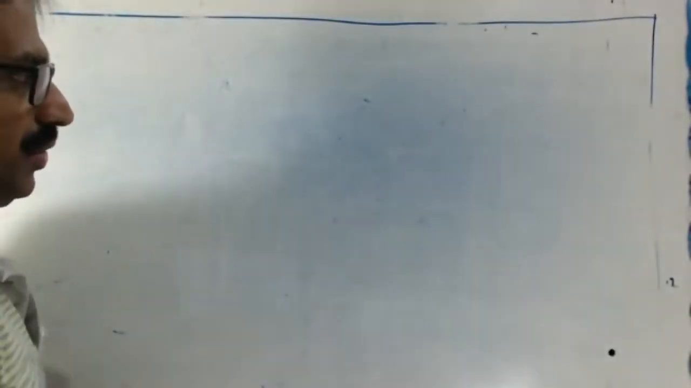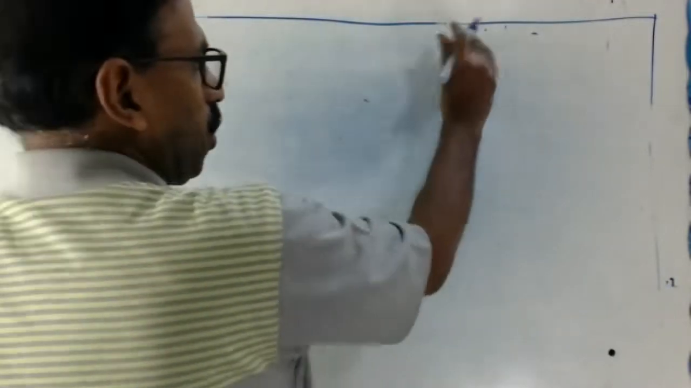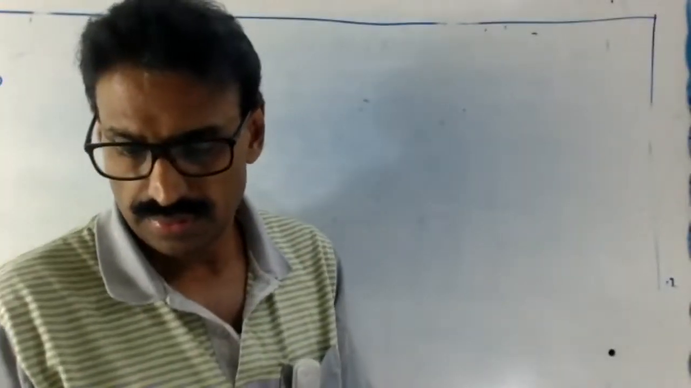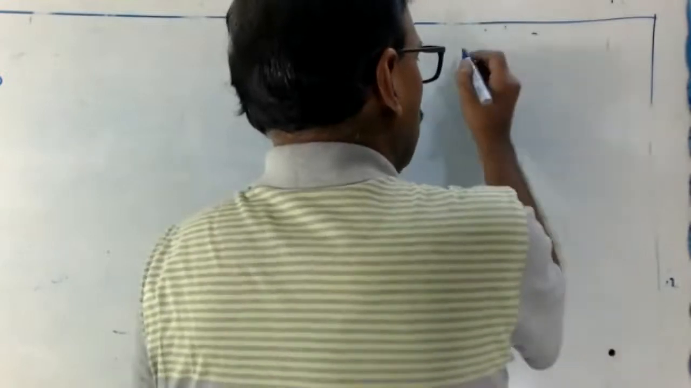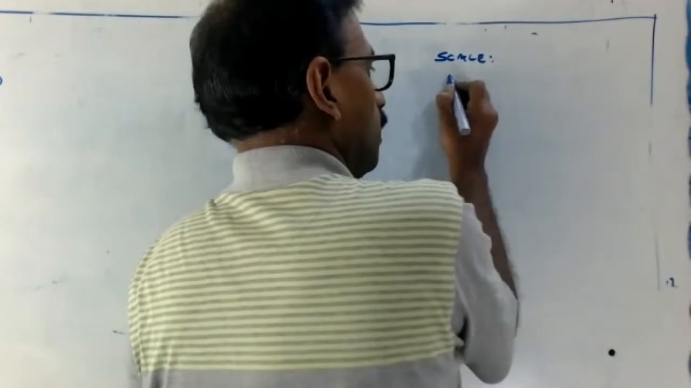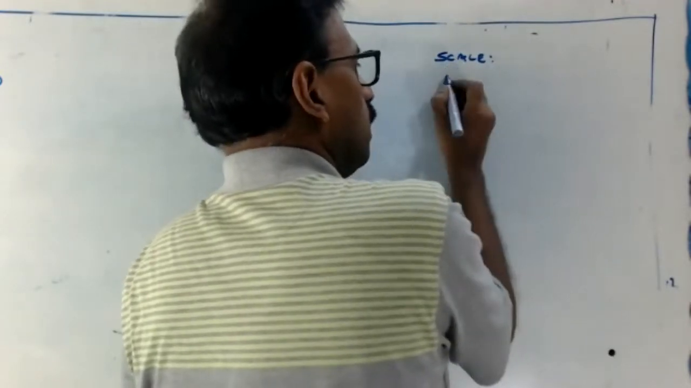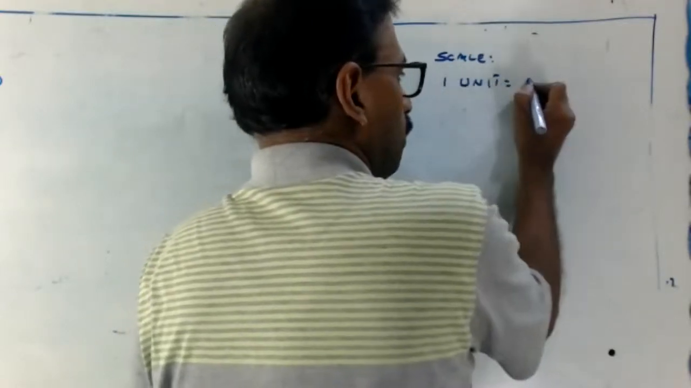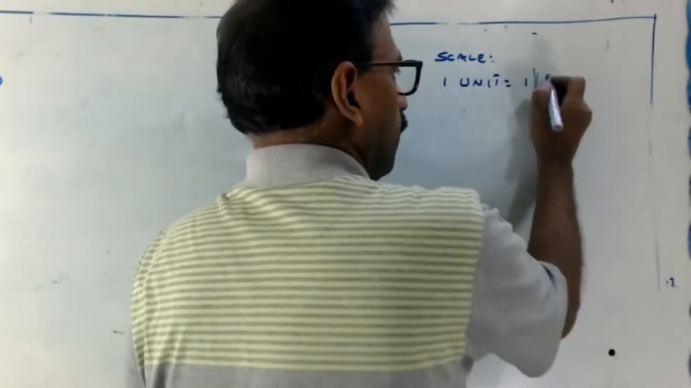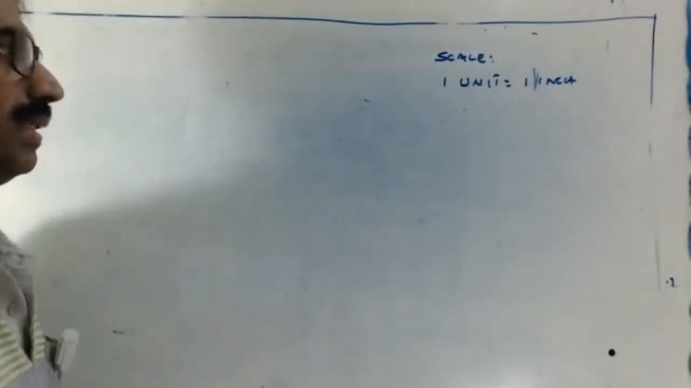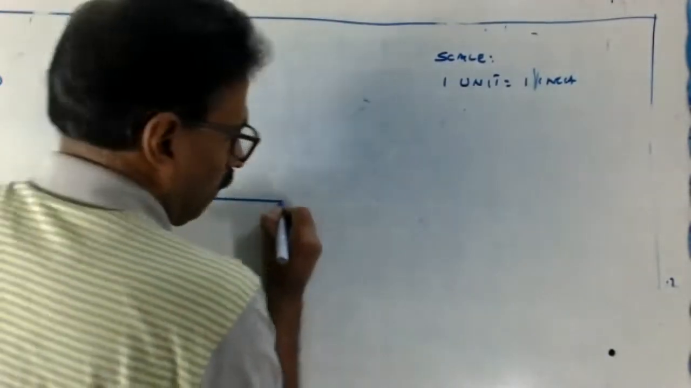First of all, you decide the scale. You write it on the top right of your paper. Scale: 1 unit equals 1 inch, or 1 inch. That's up to you, whatever scale you are taking. Then draw the number line.